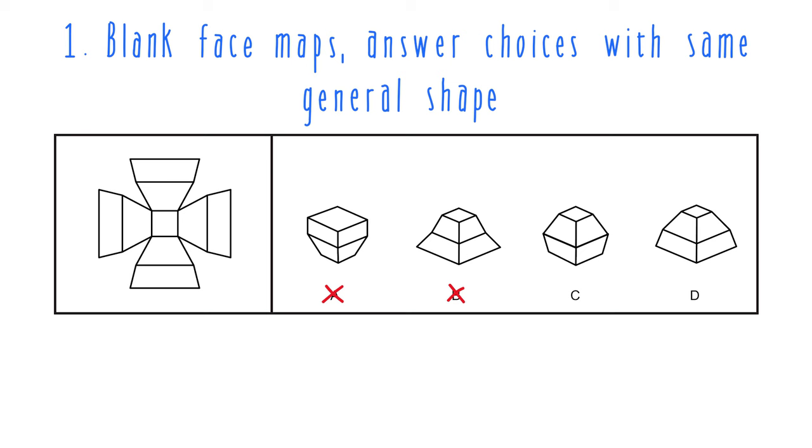While C, on the other hand, has the outer set of trapezoids being far too narrow at the bottom and angling in there instead of angling out. Choice D, as we showed before, matches the sizes and proportions of all of the faces. And this is what we're looking for.